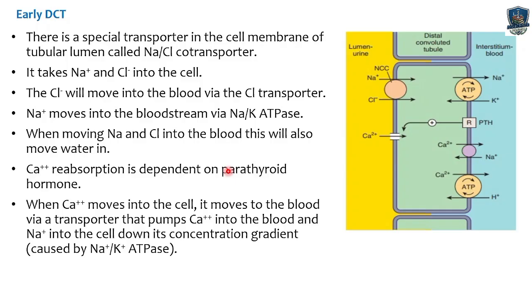Remember, in our endocrine class, we taught you guys that PTH, parathyroid hormone, increases calcium in urine, whereas calcitonin hormone decreases calcium in urine. So that's something that you have to note, or I believe you guys were taught in your endocrine class when you did endocrine physiology. So when calcium moves into the cell, it moves to the blood via a transporter that pumps calcium into the blood and sodium into the cell down its concentration gradient that was caused by the sodium potassium ATPase pump.